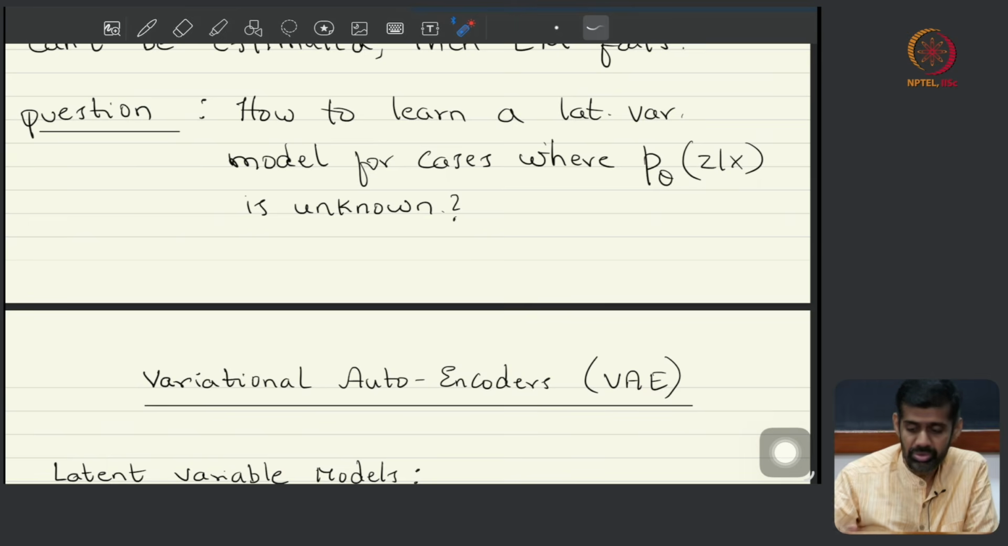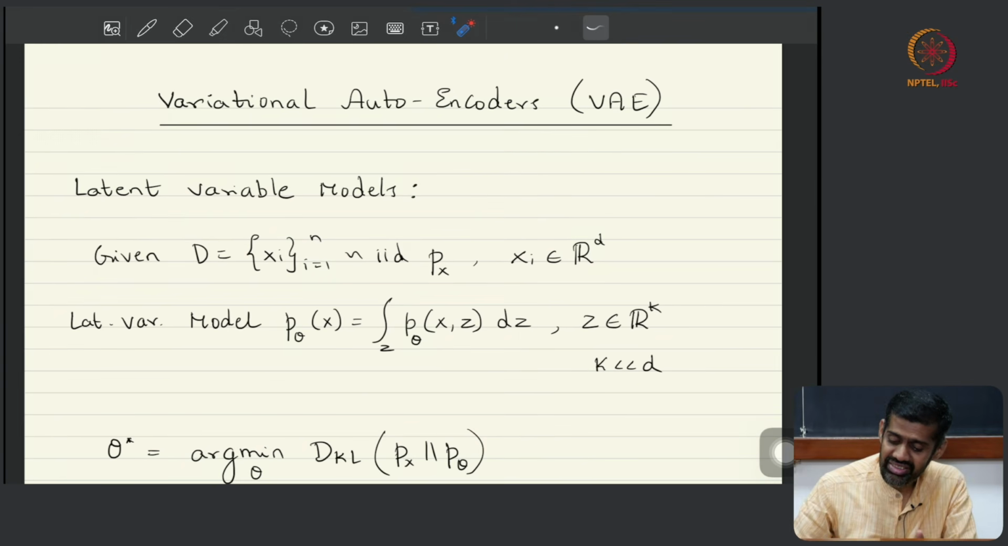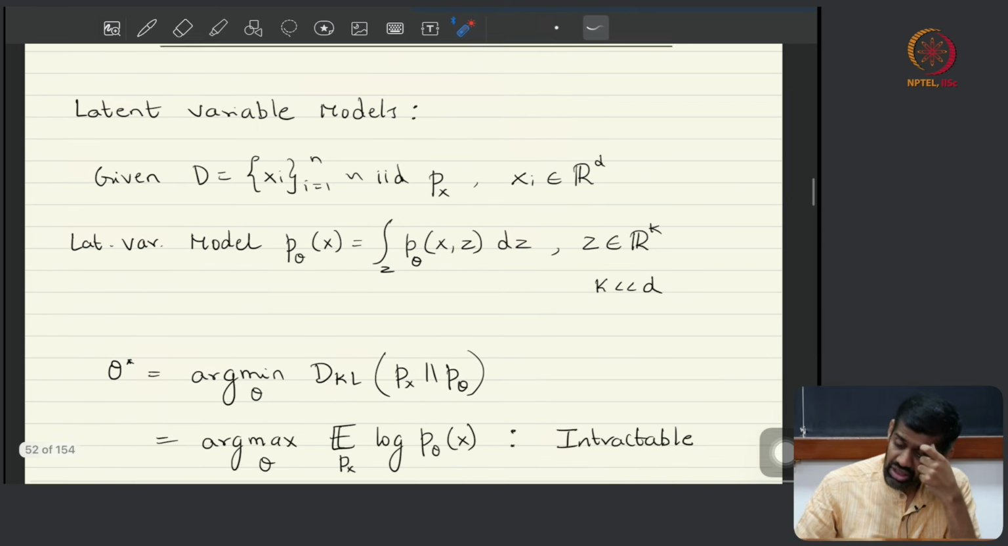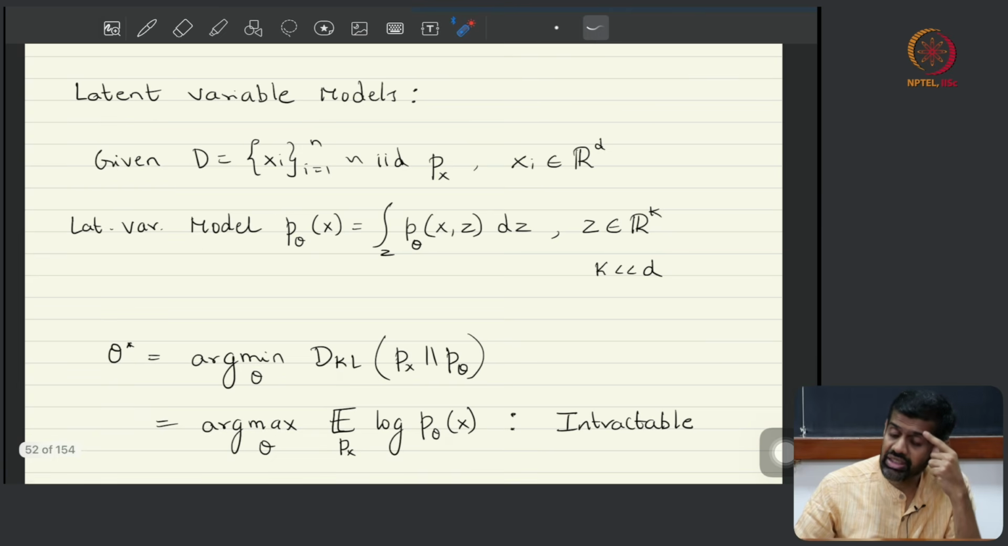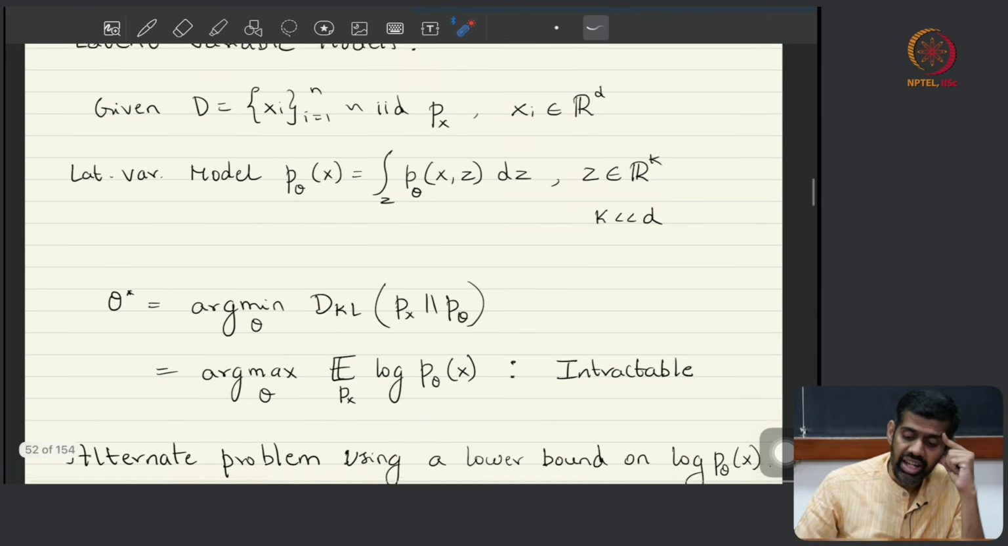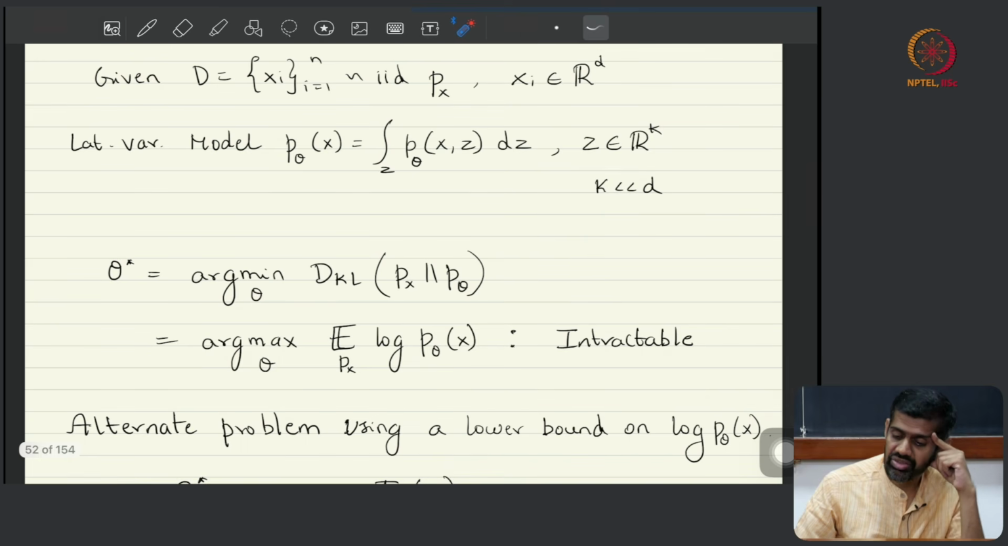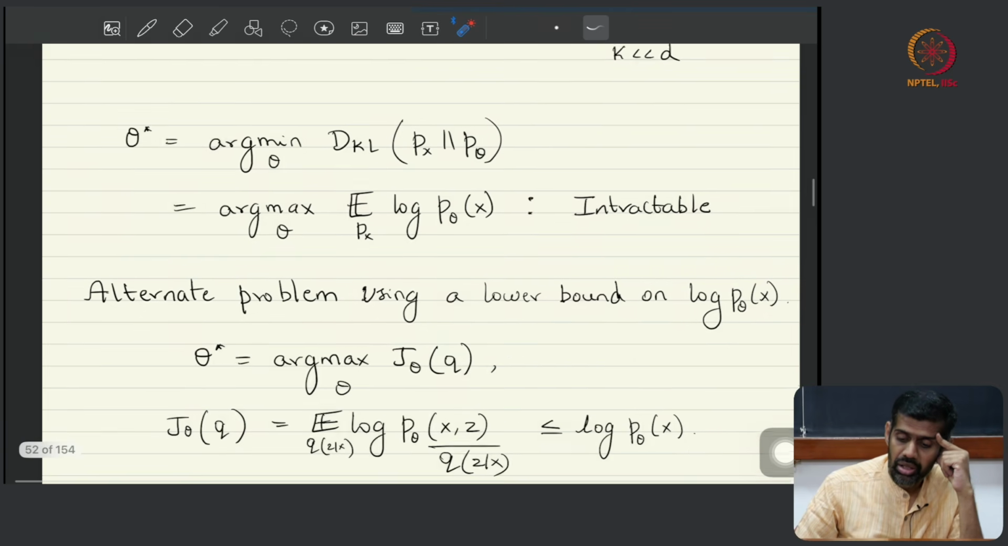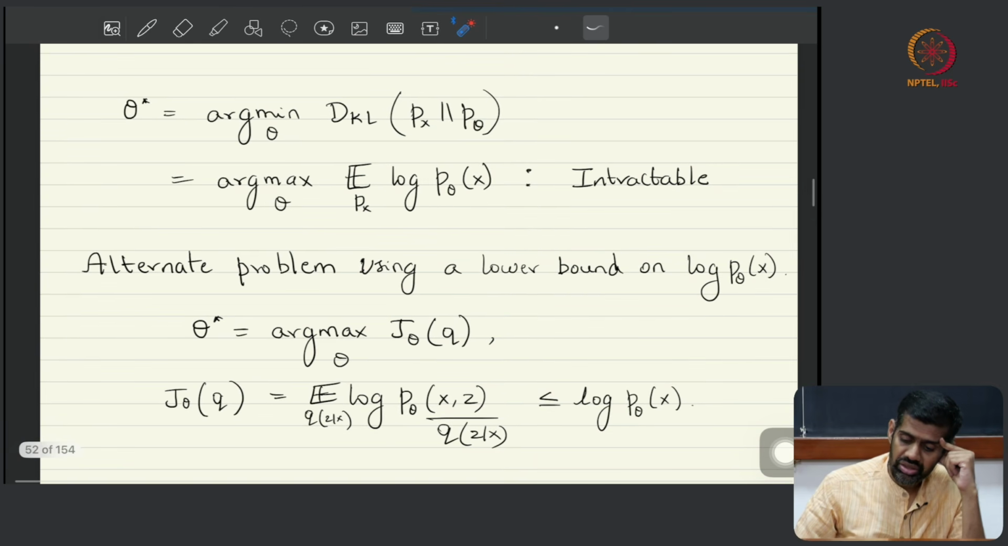Any questions so far before we move on? The point is, when you do not have a tractable p theta of z given x, how do you build latent variable models is the question that we will be asking. The setting is the same: we have n data points sampled IID from an unknown distribution, all the data points are in R^D, and we are considering the latent variable model, which is defined as the marginal of the joint distribution between the latent and the data variable. Now, we want to minimize the KL divergence, which is equivalent to maximizing the expected log likelihood.